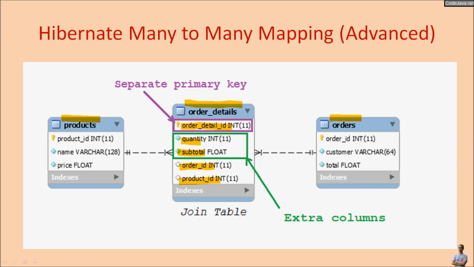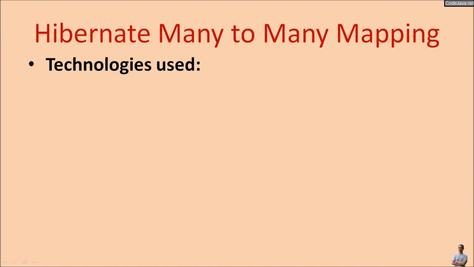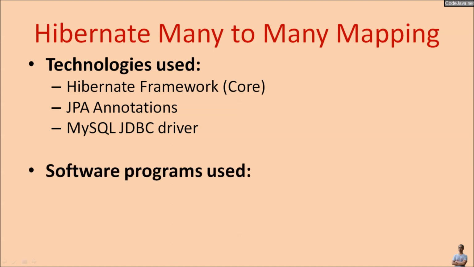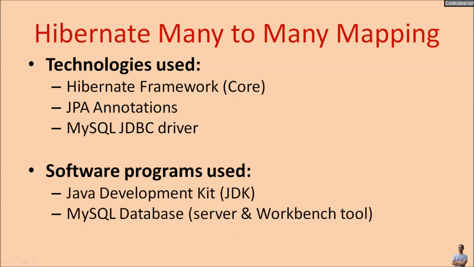So throughout this video, you will learn how to use Hibernate framework with JPA annotations to map a many-to-many relationship with the join table having extra columns and separate primary key. I will guide you to develop a Java project using the following technologies: Hibernate framework with JPA annotations, MySQL JDBC driver, and make sure that you have the following software programs installed on the computer: Java Development Kit JDK, MySQL database, both server and Workbench tool, and Eclipse IDE.